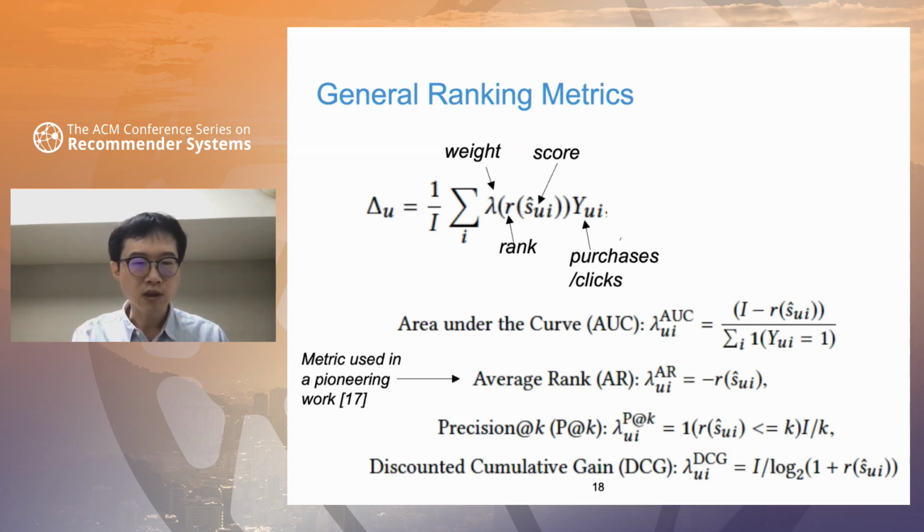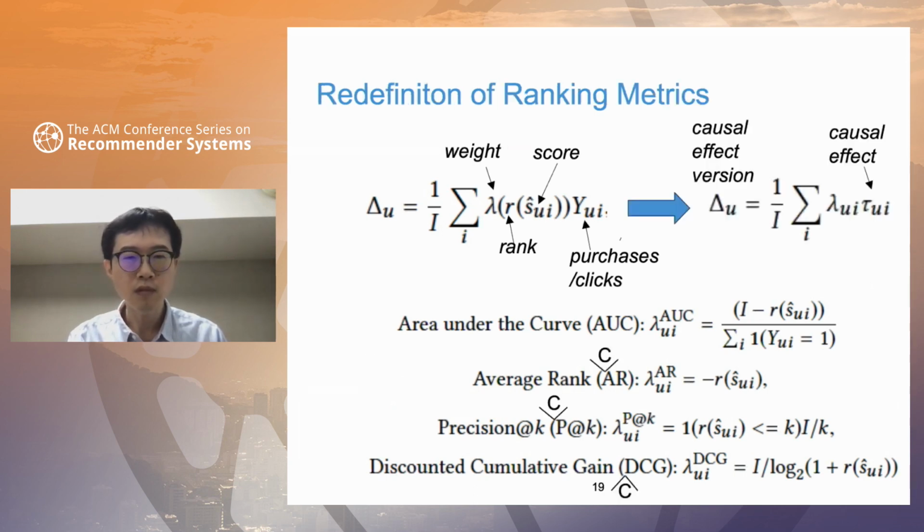Here, this average rank is a metric used in a pioneering work of unbiased learning, and it is proportional to the rank, similar to AUC. We redefined the ranking metric for the causal effect version by substituting the Y_ui with tau_ui. We add C to each metric to clarify this is a causal effect version.